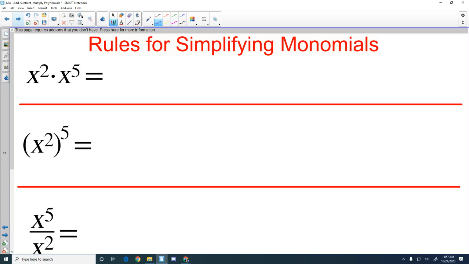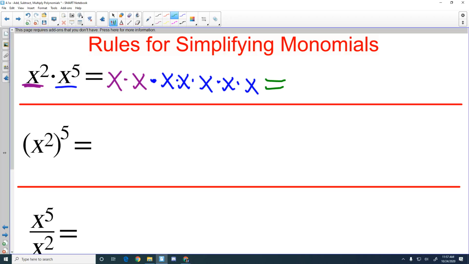And if you recall, an exponent just means you're multiplying that base multiple times. Like x to the second right here, that means I'm multiplying two x's together. So it's like 1x times another x. And then x to the fifth means I'm multiplying 5 x's. So 1, 2, 3, 4, 5. And if I'm multiplying both of these together, x to the second and x to the fifth, well, how many x's altogether are being multiplied? Well, if you just count them up, you'll see that there are 7.